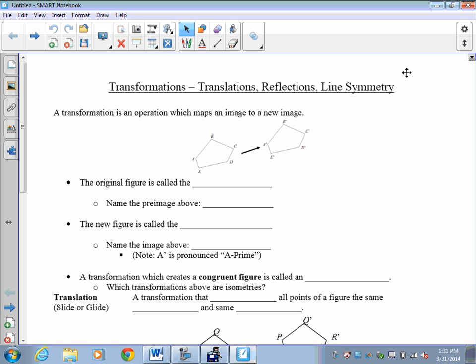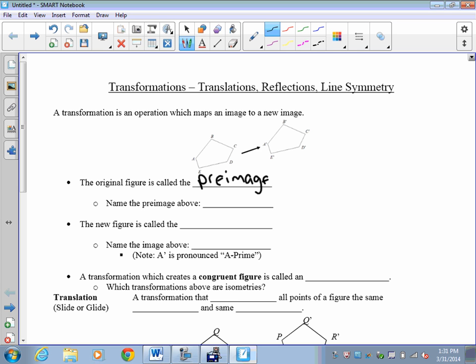So a transformation is an operation which maps an image to a new image. An image is just a shape, a point, anything. So right here we have a pentagon. We call the original figure a pre-image.